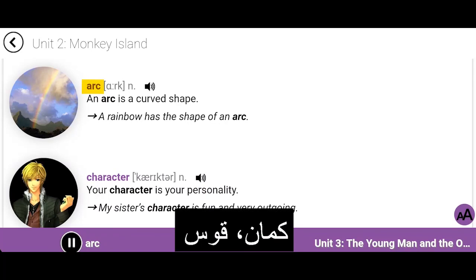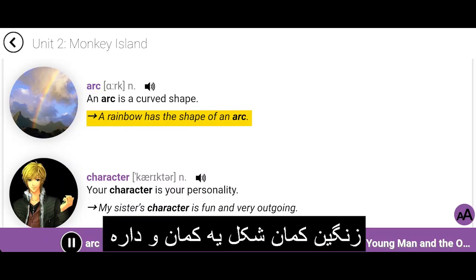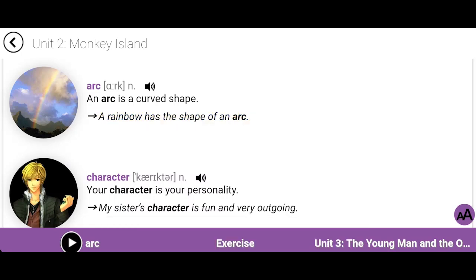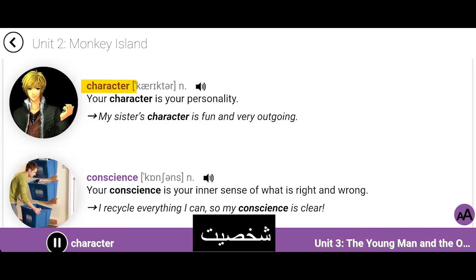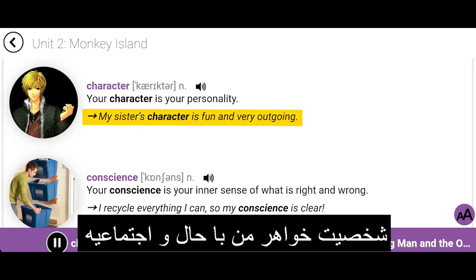Arc. An arc is a curved shape. A rainbow has the shape of an arc. Character. Your character is your personality. My sister's character is fun and very outgoing.